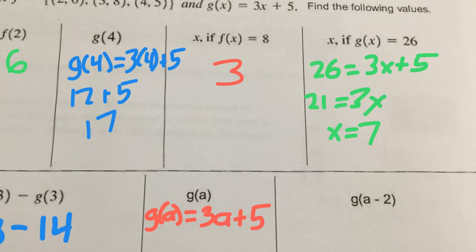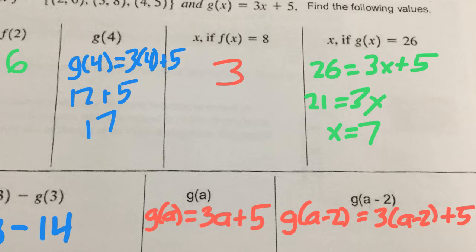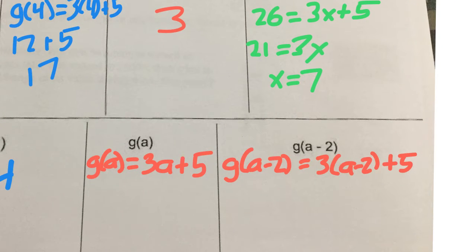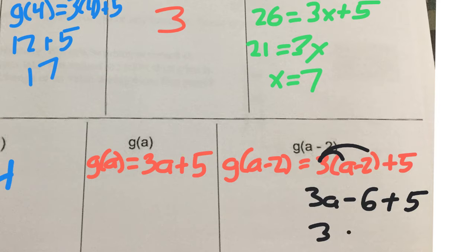The next one's a little bit trickier. We're going to substitute a minus 2 in for x. So g of a minus 2 would be equal to 3 times a minus 2 plus 5. Now you're going to have to distribute. So that would give 3a minus 6 plus 5, which is 3a minus 1. So g of a minus 2 is equal to 3a minus 1.